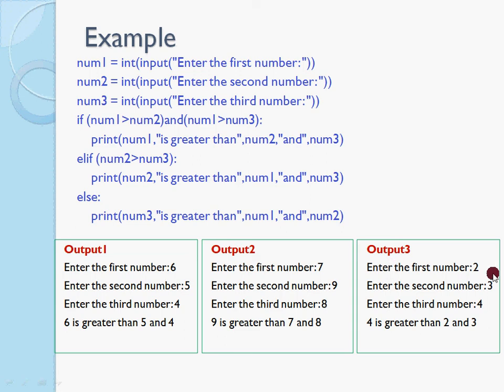In the third one, the first number is 2, the second number is 3 and the third number is 4. So the first condition fails, the second condition also fails. So it comes to the else part and executes: num3 is greater than num1 and num2.